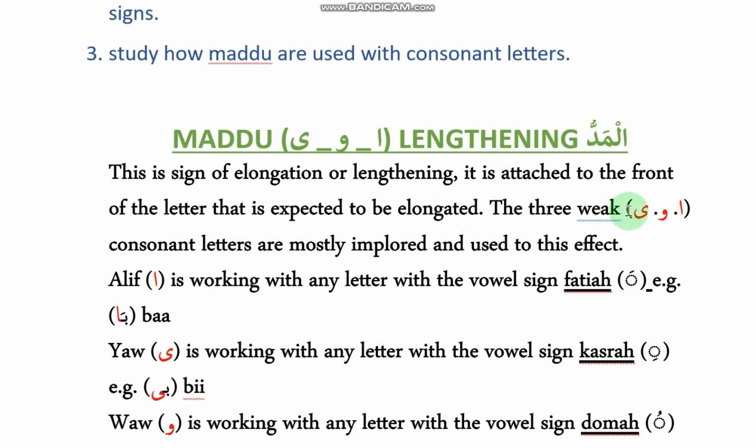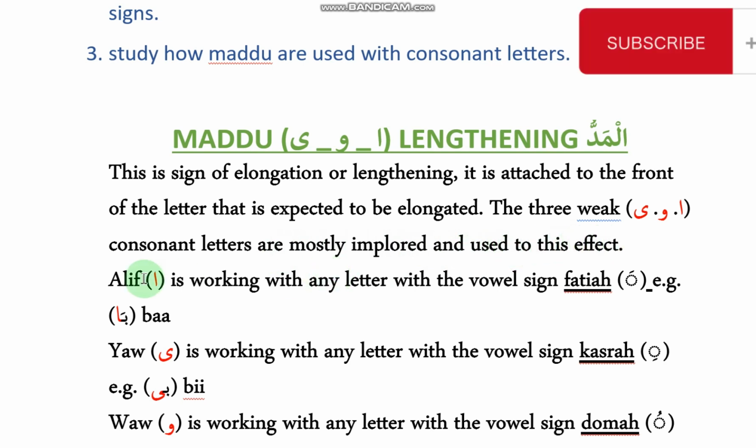The three weak letters, consonant letters, are alif, waw, and yaw, and they are mostly employed and used to this effect. Alif is working with any letter with a vowel sign fataha. For example, can you see ba here with fataha? Then alif has been attached to it.